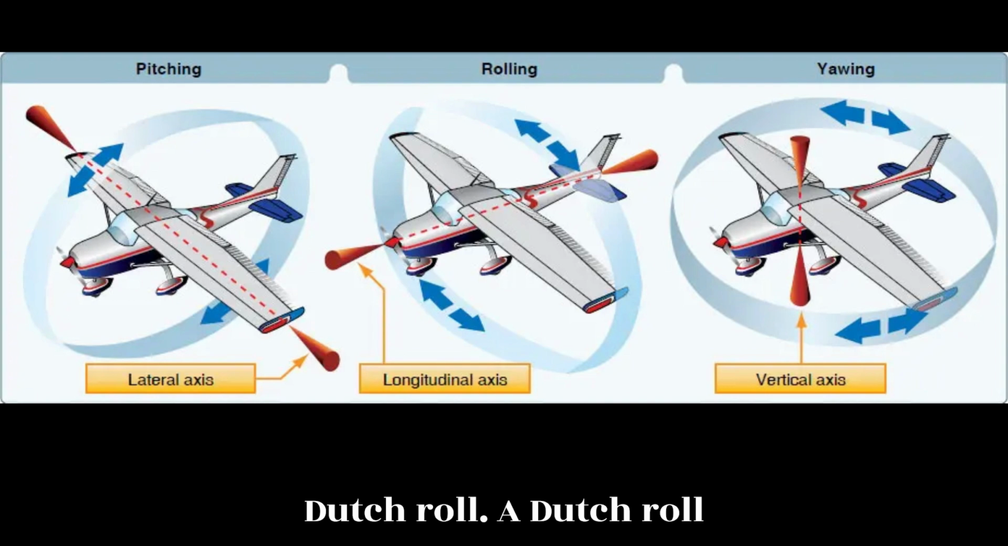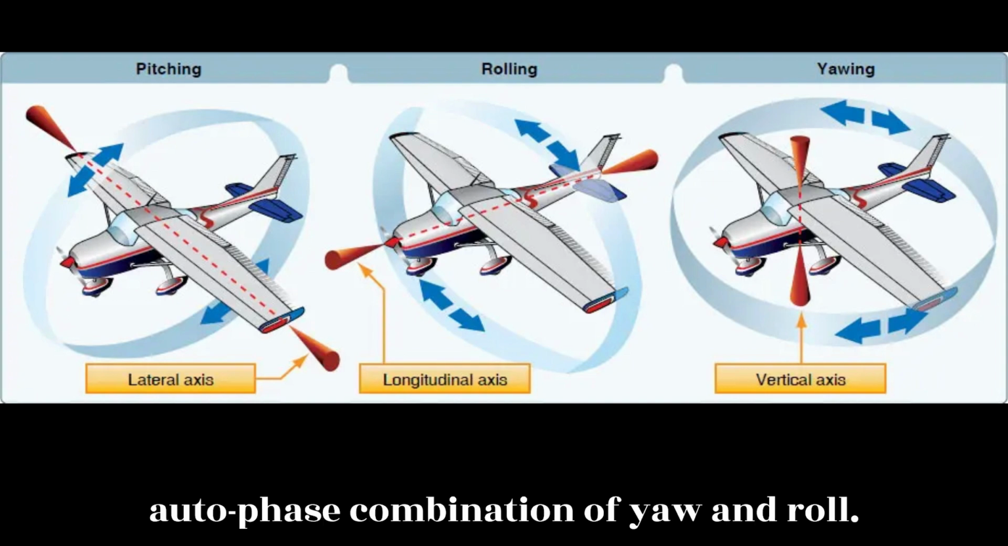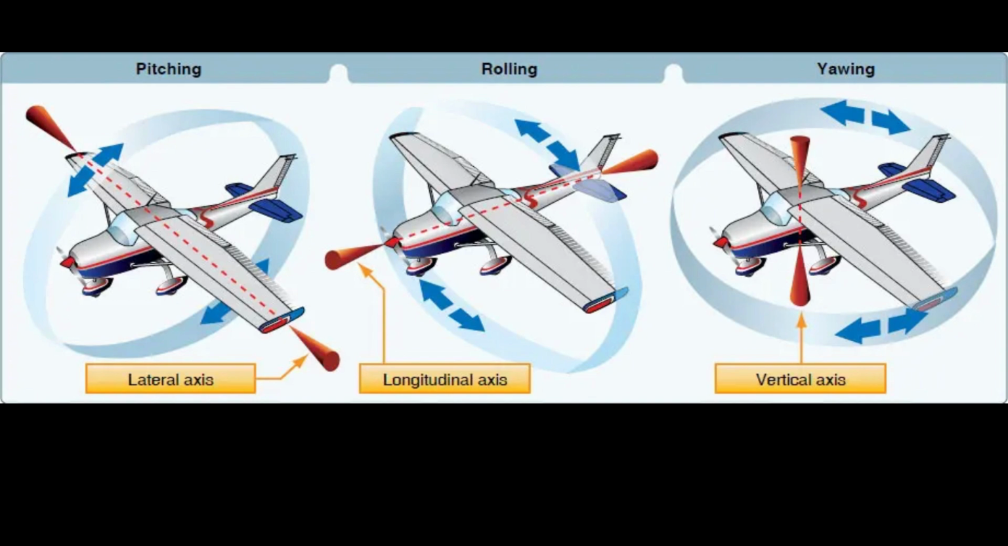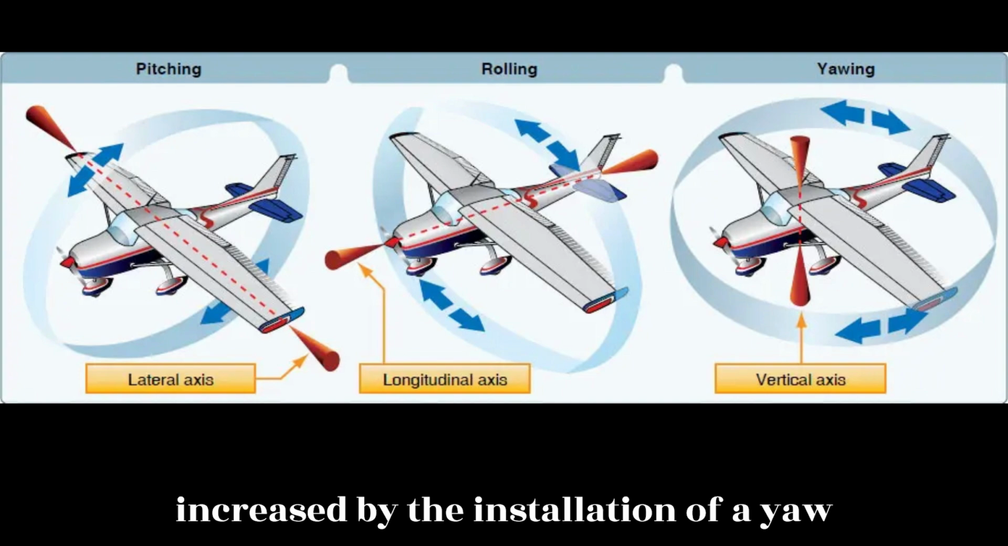Dutch roll. A Dutch roll is an aircraft motion consisting of an out-of-phase combination of yaw and roll. Dutch roll stability can be artificially increased by the installation of a yaw damper.